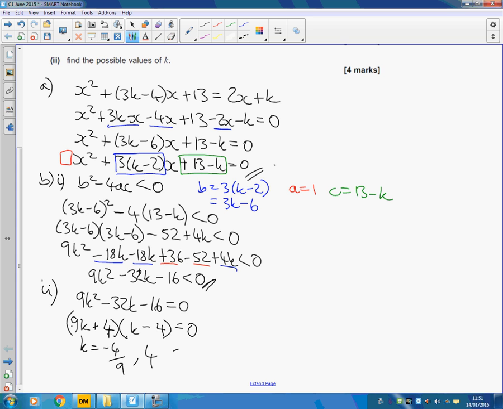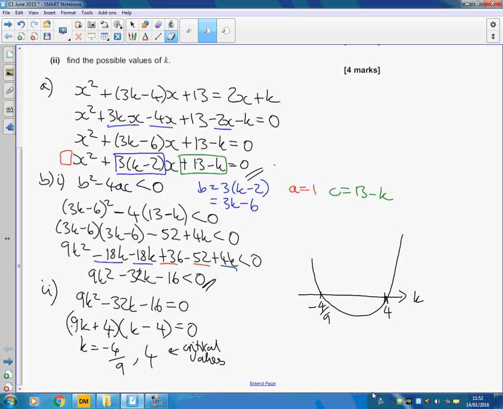Now that's what's called the critical values. It's not the answer. That's what helps me draw the graph. So let's draw a graph. I've got negative 4 ninths, and I've got 4. These are my values of k. It's a positive x squared, k squared, sorry, rather than x squared. So the graph would go like that.